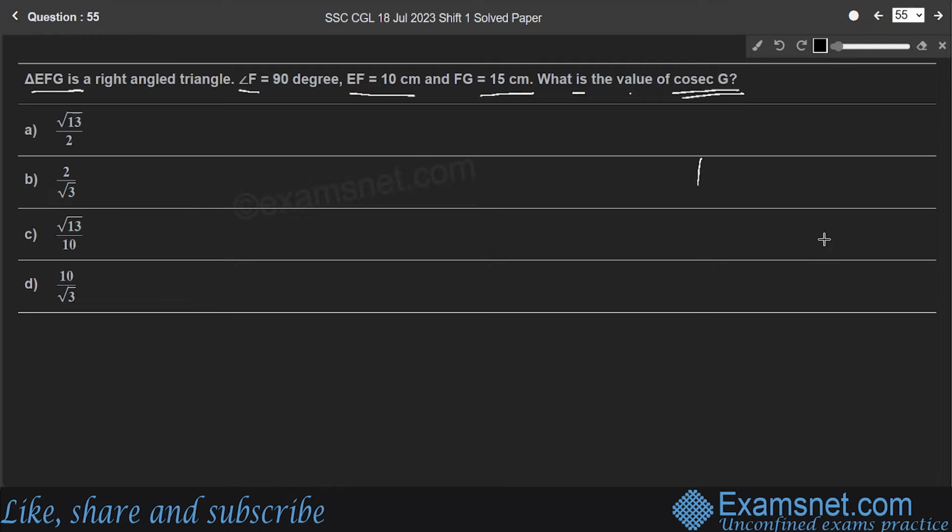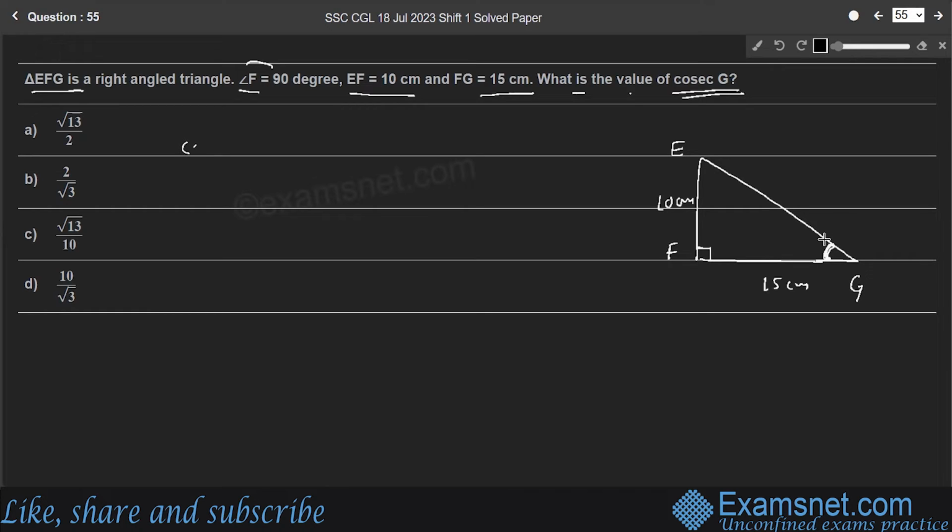So consider a triangle. Here angle F is 90 degrees. So the triangle EFG is a right angle triangle, right? In which angle F is 90 degrees. EF is given 10 centimeter. FG is given 15 centimeter. So we need to find the value of cosecant G, right?